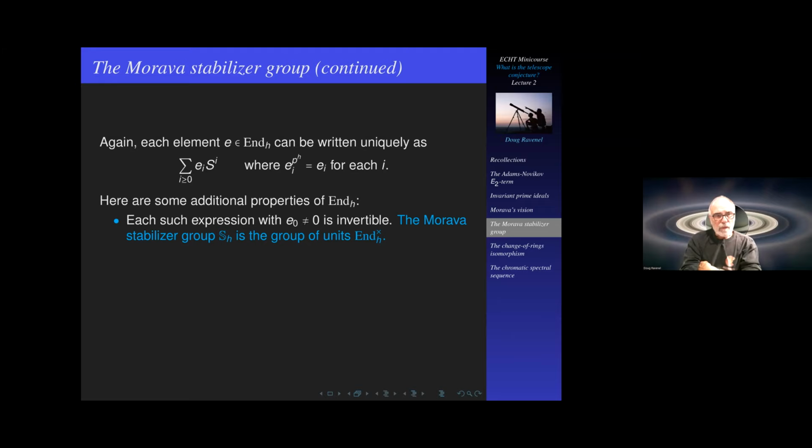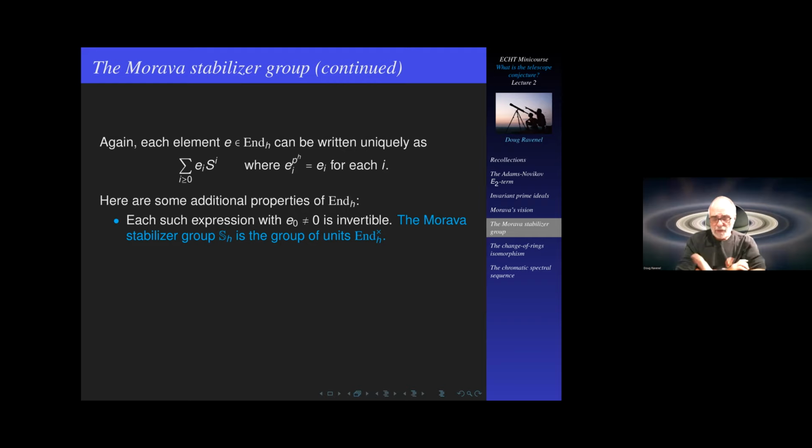Every power series in which the coefficient e sub zero isn't zero is invertible in that ring. And the Morava stabilizer group is the group of units, End(H) cross. That's how the Morava stabilizer group is defined. So it's the group of power series of this form where e sub zero isn't zero. So that means e sub zero is a root of unity.